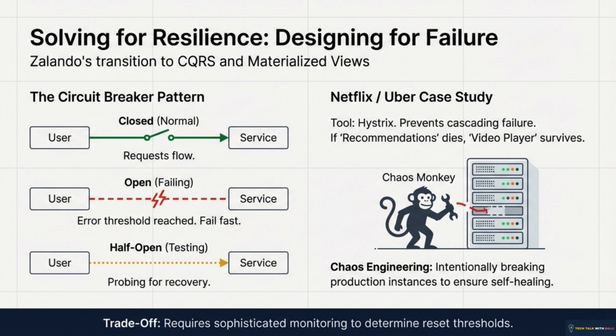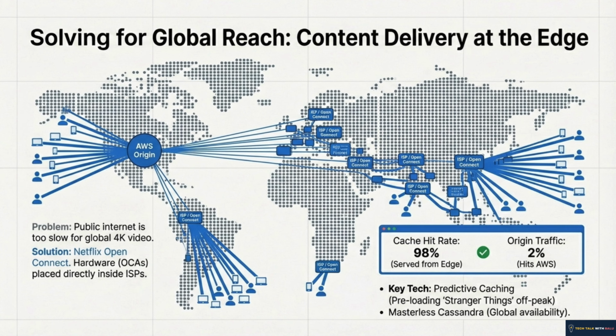Netflix actually invented a tool to randomly kill servers in production just to test if these breakers work. That is chaos engineering. How does Netflix play Stranger Things in 4K immediately when you hit play? The public internet is too slow for that. The solution? They built OpenConnect. They physically put hardware inside your ISP's data center.